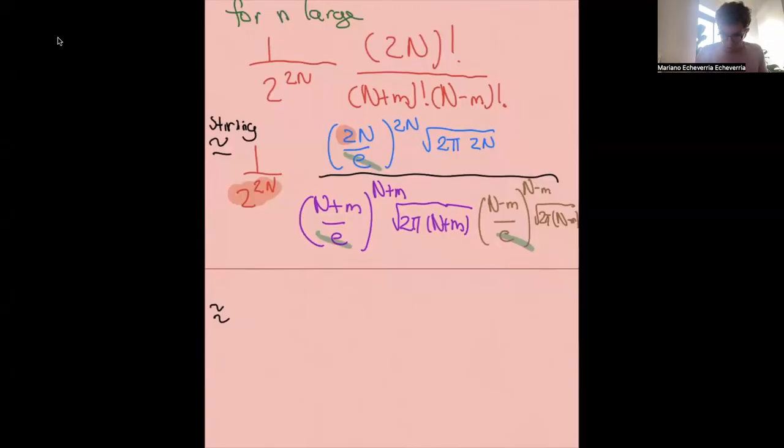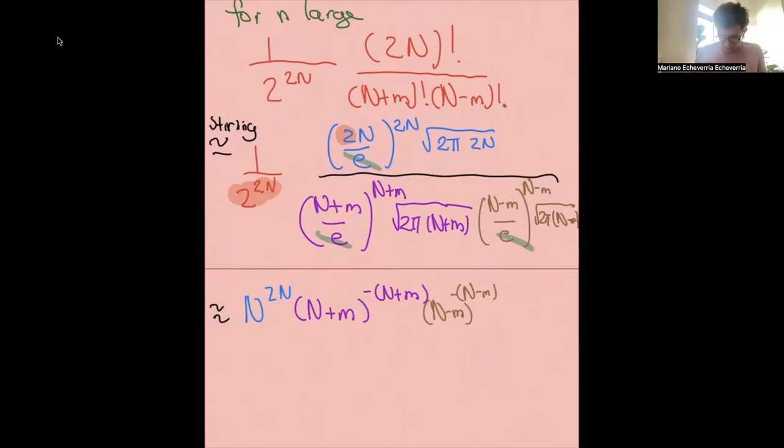Is that making sense? So what survives here is n to the 2n. That's what you get from here. Let me put the other one in purple. So you get n plus m to the minus n plus m. Then n minus m to the minus n minus m. And then you also have this stuff that has a square root.